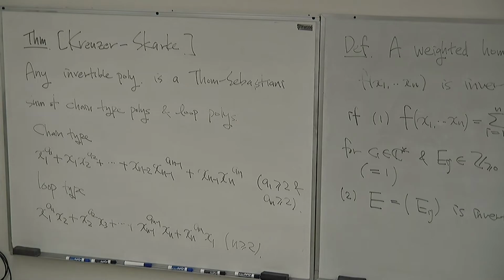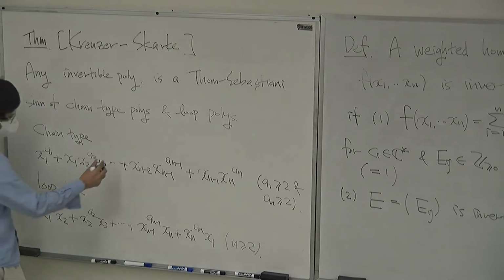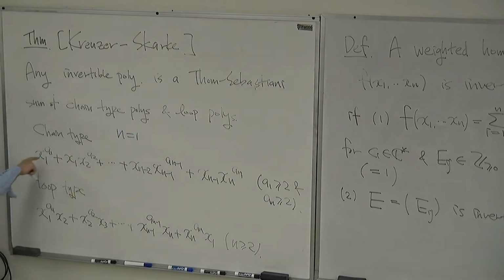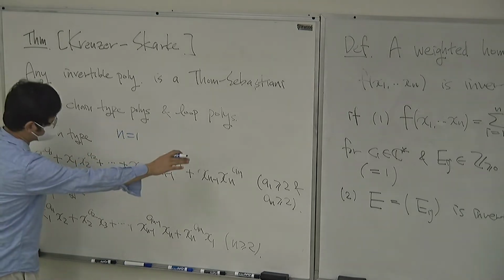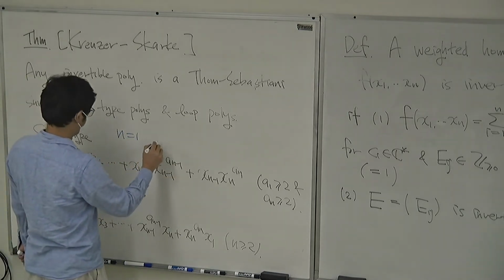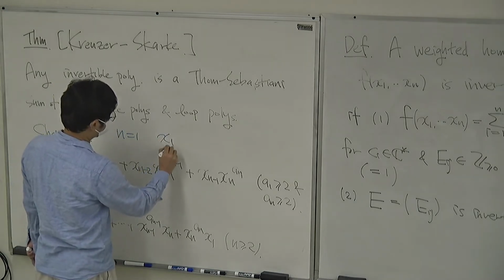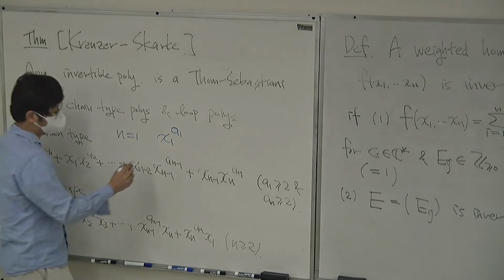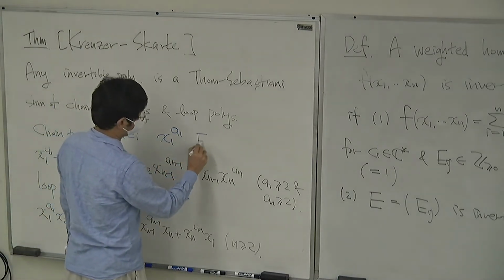So I can always, so these two types are basic types of this invertible polynomial. And please note that when n is 1, then this chain type is nothing but, when n is 1, then these terms are all 0. So then I obtain x1 to the a1. So sometimes people call it Fermat type. Right? So this is called Fermat.